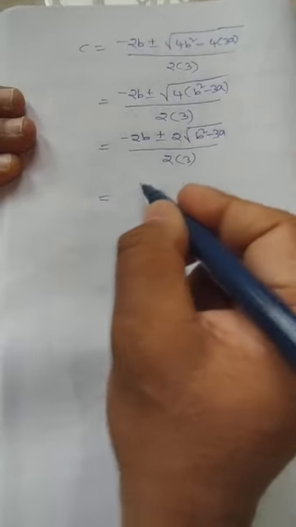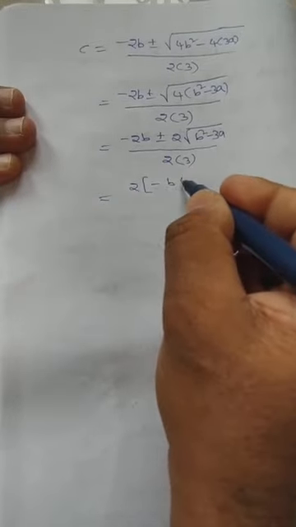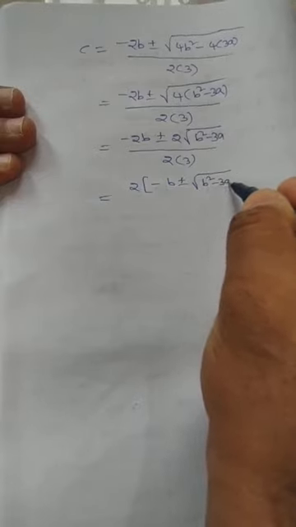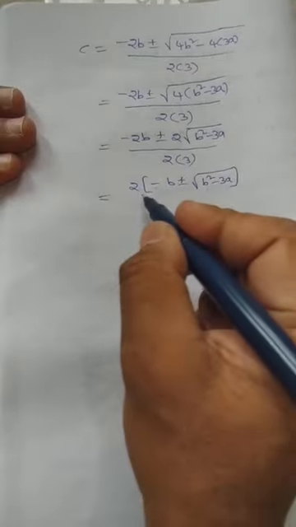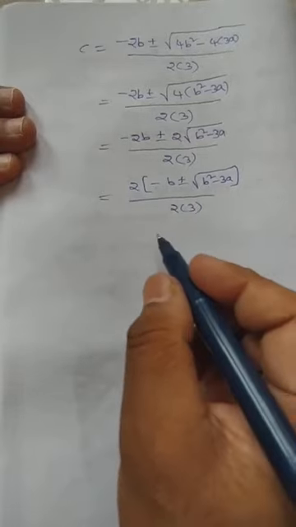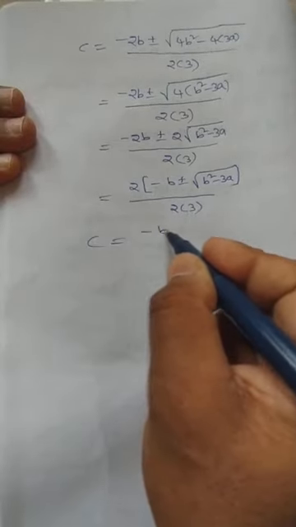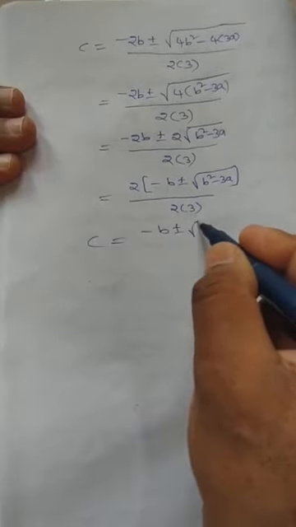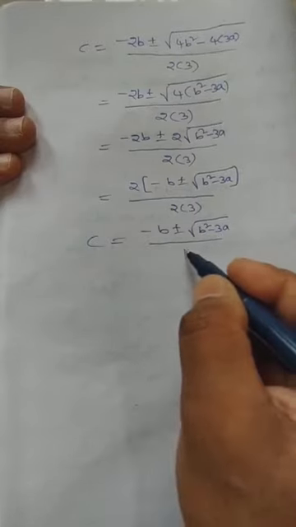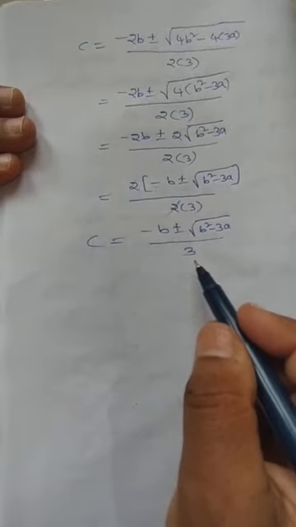So in the numerator 2 is common. So minus b plus or minus under root of b square minus 3a by 2 into 3. So 2 gets cancelled. So what I got, the c value is minus b plus or minus under root of b square minus 3a by 3. This 2 is cancelled with this 2. So remains what? Only 3.